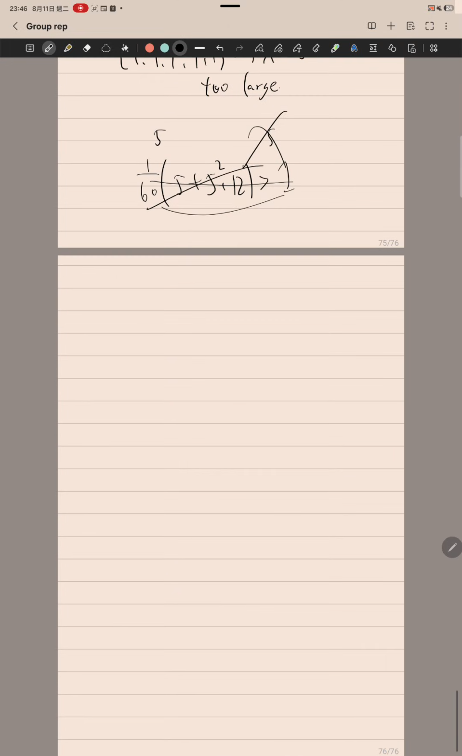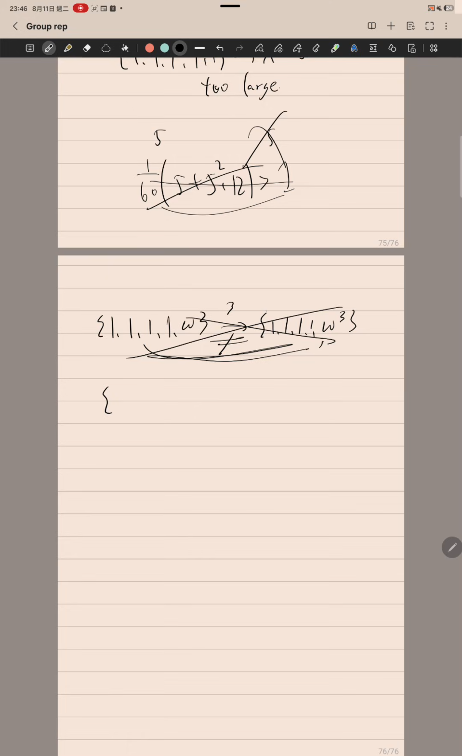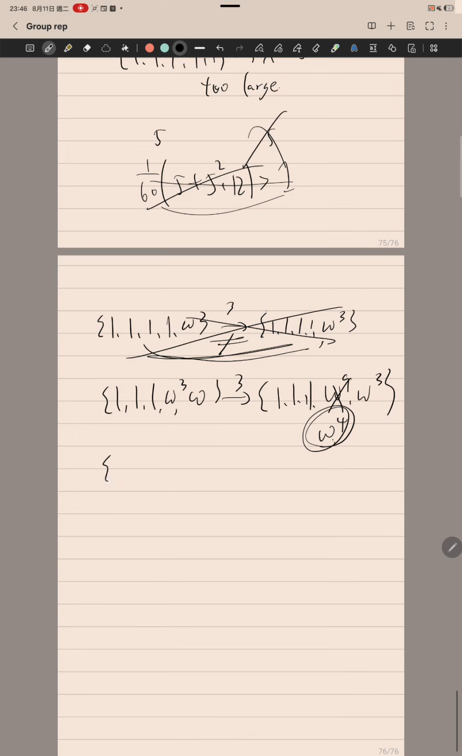Let me just write down. For example, if you consider 1, 1, 1, omega, and if you do the cube, you get 1, 1, 1, 1, omega cube. But the traces of these two are different, right? So this cannot happen. So you may say, oh, that means you must contain the omega cube. But you cube them, right? So you get 1, 1, 1, omega 9 and omega cube. But this is like omega to the fourth. So you still miss one term. So this cannot happen.